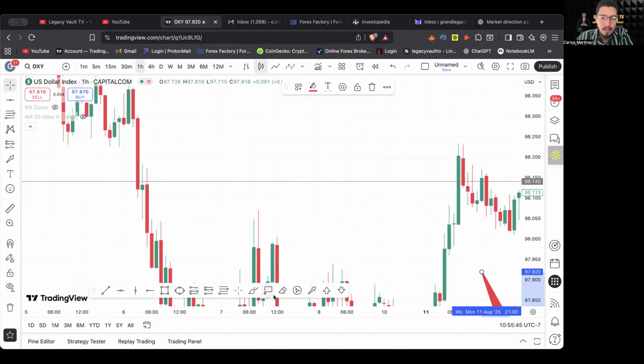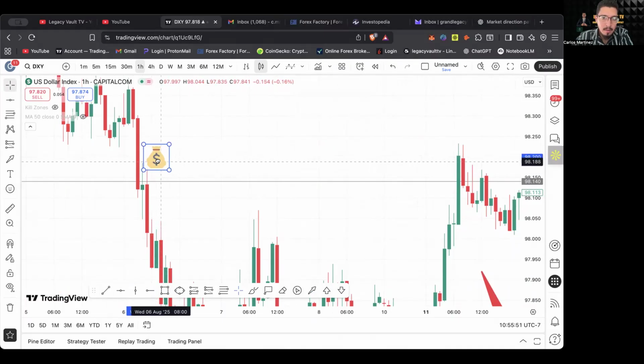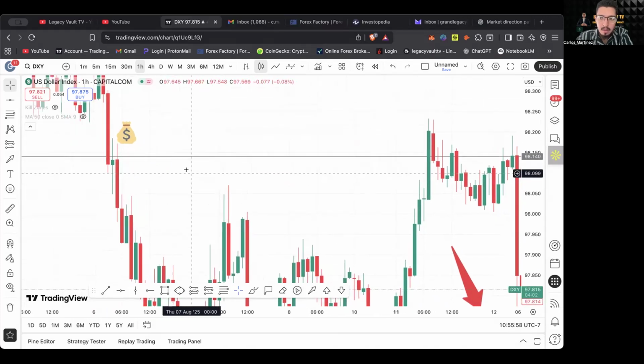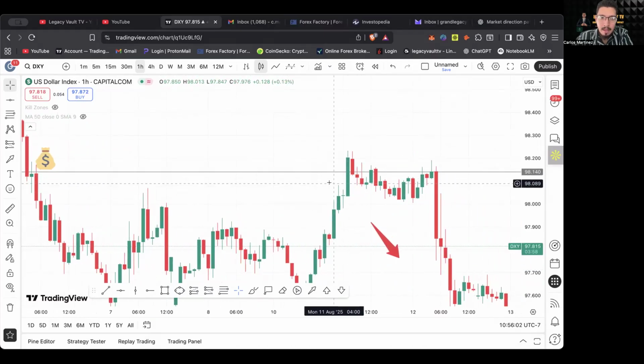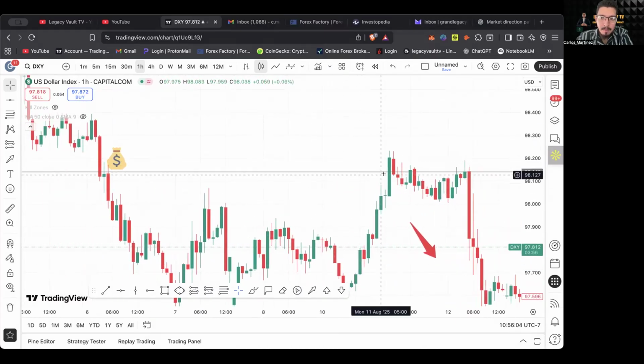Why? Because we have liquidity here. We have liquidity here from these sell orders. People were placing their sell orders or stop losses up here for the sell. Price came back up and eventually took out and liquidated the stop losses.